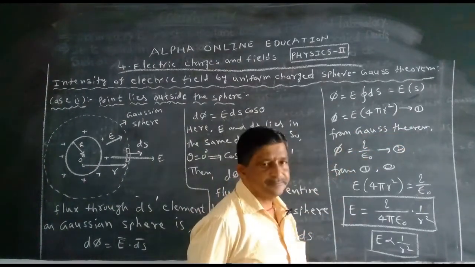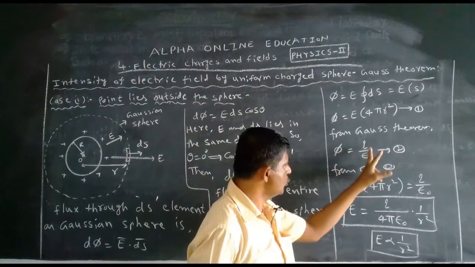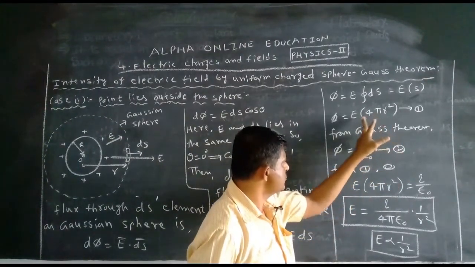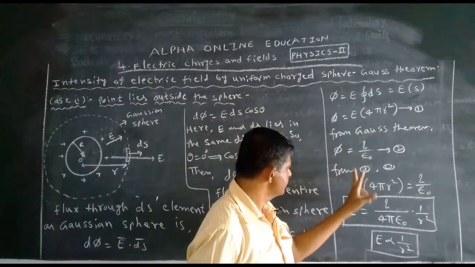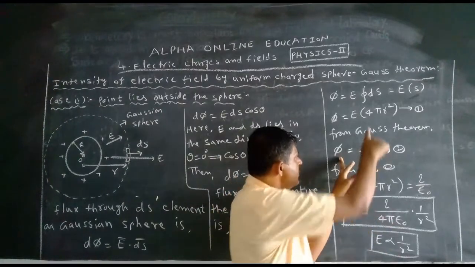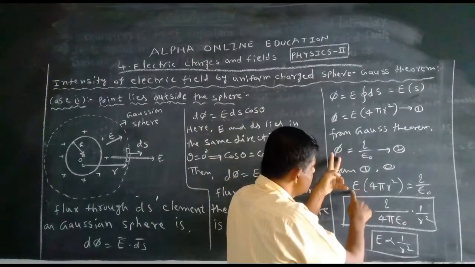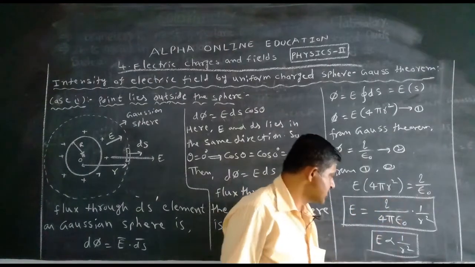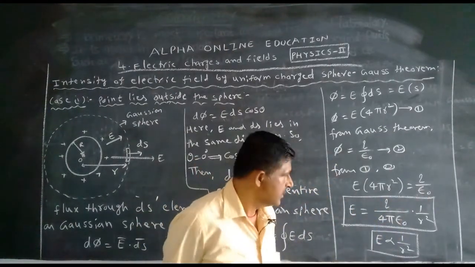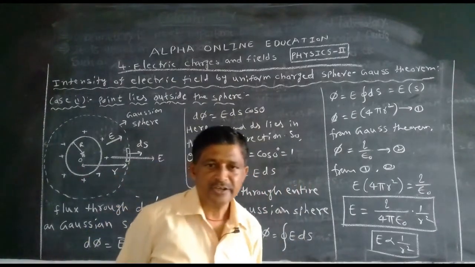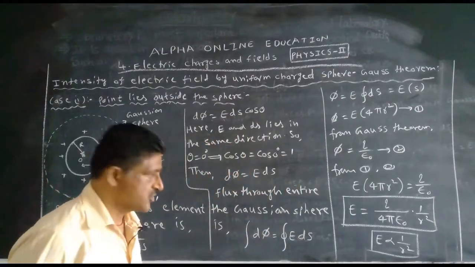We know the Gauss theorem: phi is equal to q by epsilon naught. This is equation 2. Substitute equation 1 here: E into 4 pi r square is equal to q by epsilon naught. Take it to this side. What is the final answer? E is equal to q by 4 pi epsilon naught into 1 by r square.